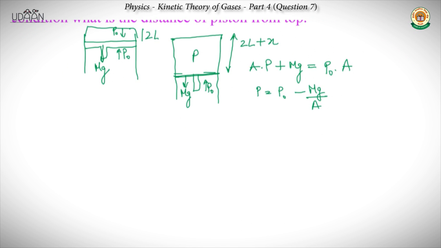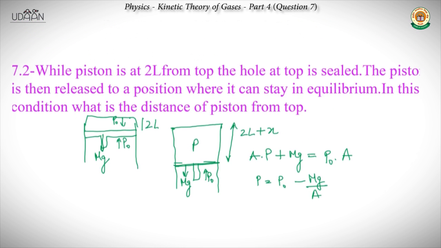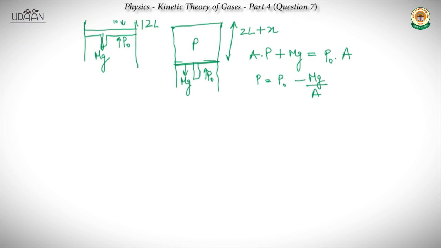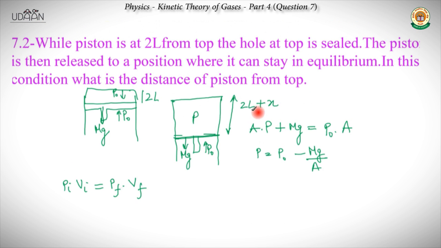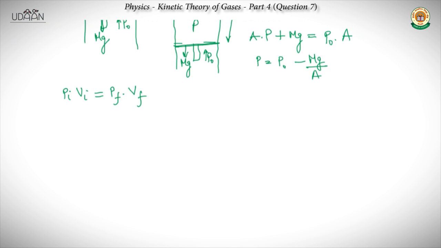Now because the temperature remains constant, we have P initial into V initial equal to the final pressure into V final. This is so because the pressure would be the same as the outside, and the temperature would be the same as the outside temperature, because it is given that the temperature can maintain itself, hence the temperature would be constant. And we can apply Pi Vi equals P final V final.